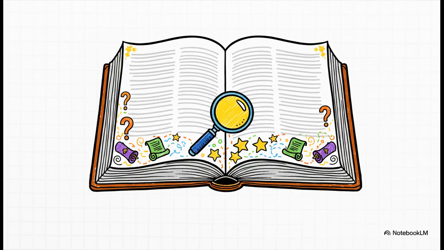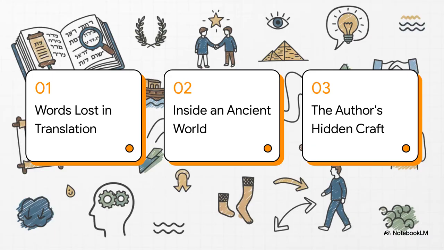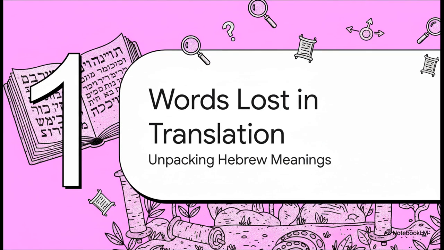in plain sight. So, we're basically going to unlock 3 kinds of secrets today. First up, we'll look at some powerful meanings that just get lost in translation. Then we're going to take a step back in time to really get a feel for the ancient world that shaped these stories. And finally, and this is my favorite part, we're going to uncover the hidden literary genius of the original authors. It's pretty amazing. All right, so let's jump right in.